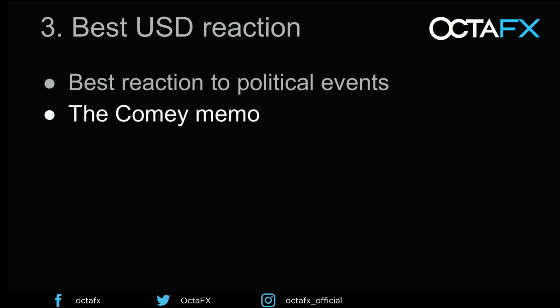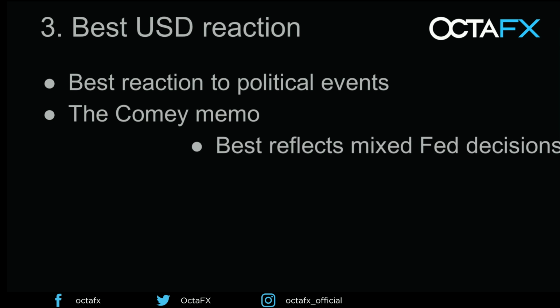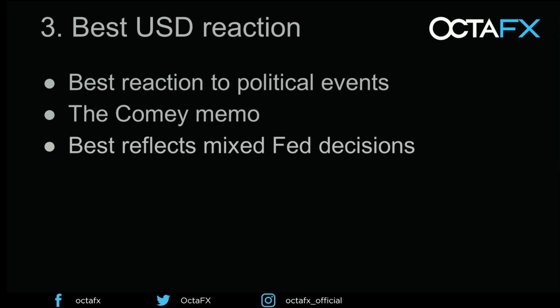We've seen that with the Comey memo. If you remember, it was one of the bigger breaking stories that was negative for Trump, and we saw how dollar yen fell quite a bit. Safe haven status, reaction to a political event in the United States, correlated with stocks, correlated with bond yields. Okay? And it also best reflects mixed Fed decisions.